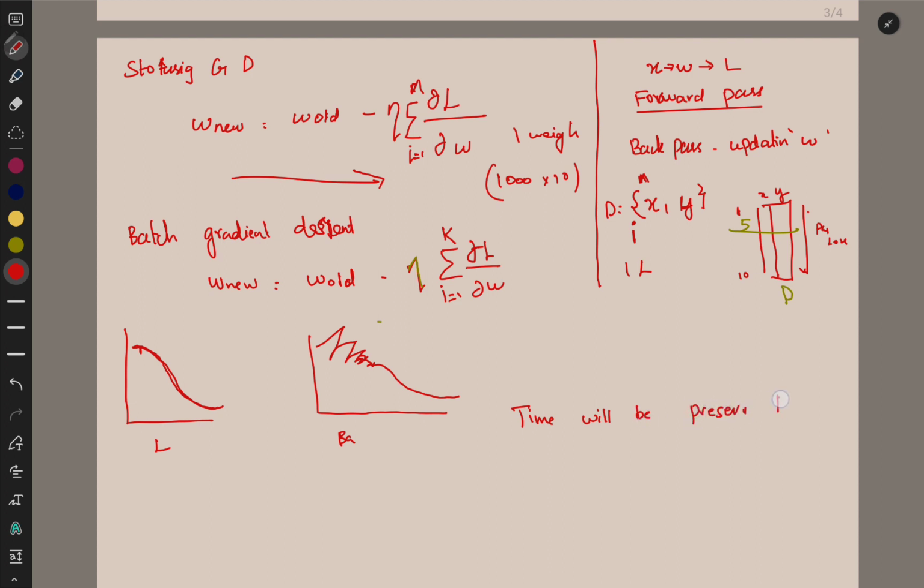This is the main difference between stochastic gradient descent and batch gradient descent. This n and k, these are the two parameters. This is the only difference between batch gradient descent and stochastic gradient descent. Okay.